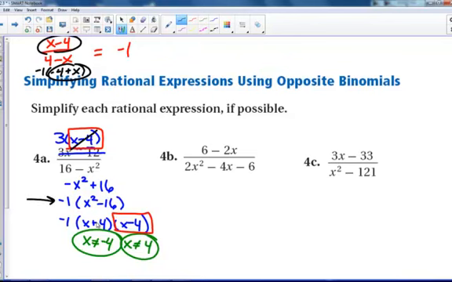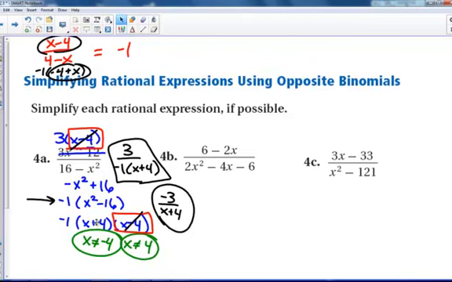So I cancel my x minus 4, and I'm left over with 3 over negative 1 times x plus 4. If you want to distribute that negative 1, you can. If you want to put the negative with the 3 and make this negative 3 over x plus 4, that's fine. They all mean the same thing.